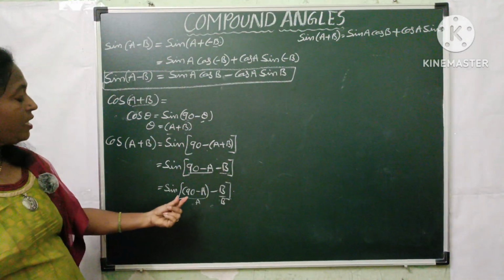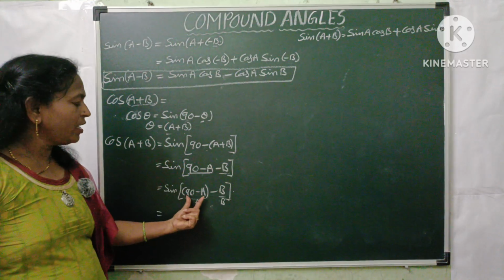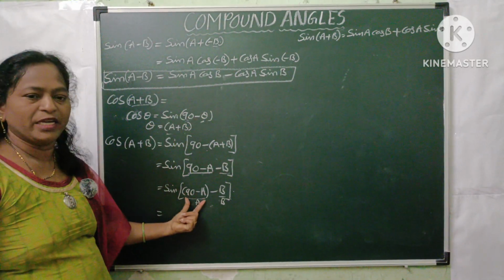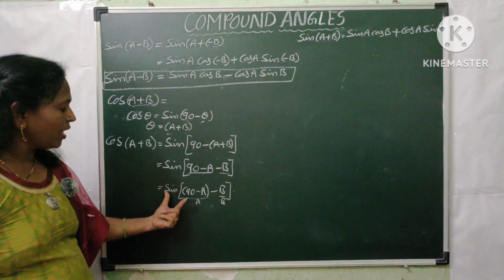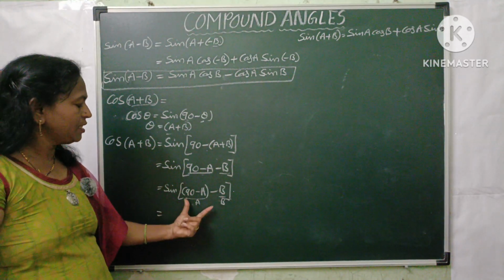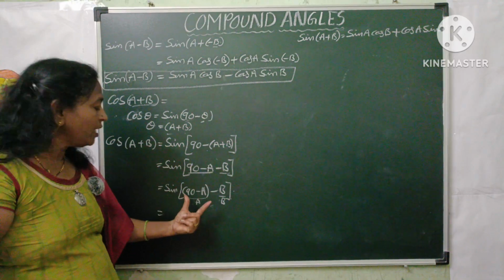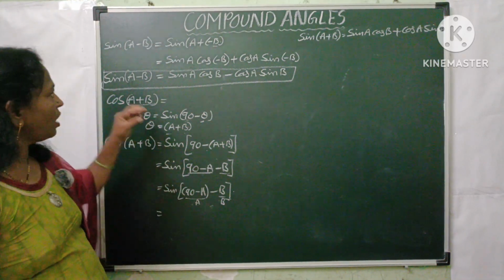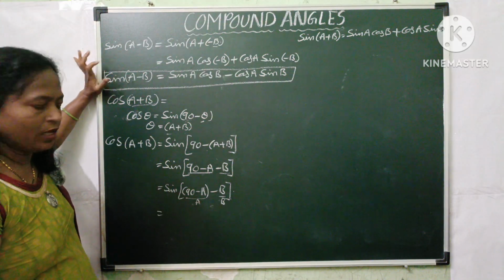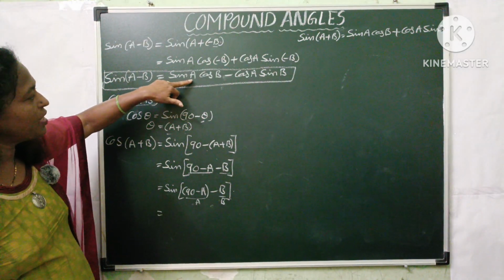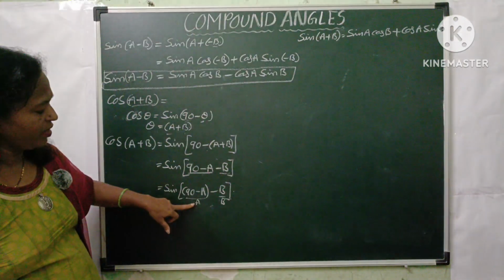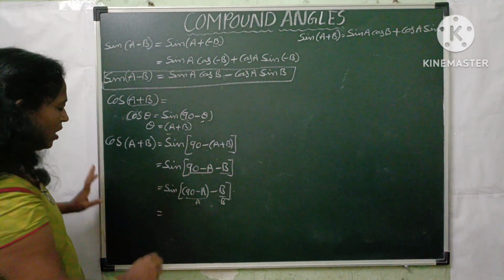So that at a we have to write 90 minus a. Replace a with 90 minus a. Here sin(90 minus a minus b) is in the form of sin(a minus b), so we have to use the sin(a minus b) formula, right? And also here replace a with 90 minus a. Why? Because in that place of a, 90 minus a is there.